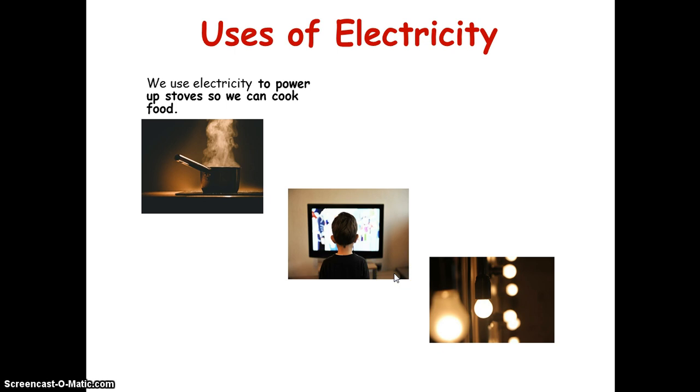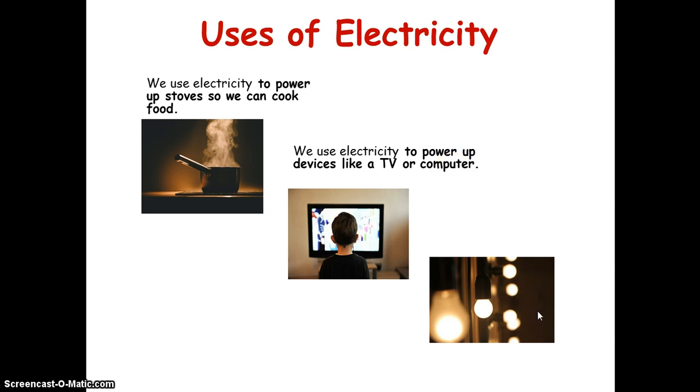And in the second picture, we see a young boy watching television. How is a TV able to come on? It is able to come on because there is electricity that flows through some wires, and that electricity enables us to watch television. So we use electricity to power up devices like a TV or a computer.